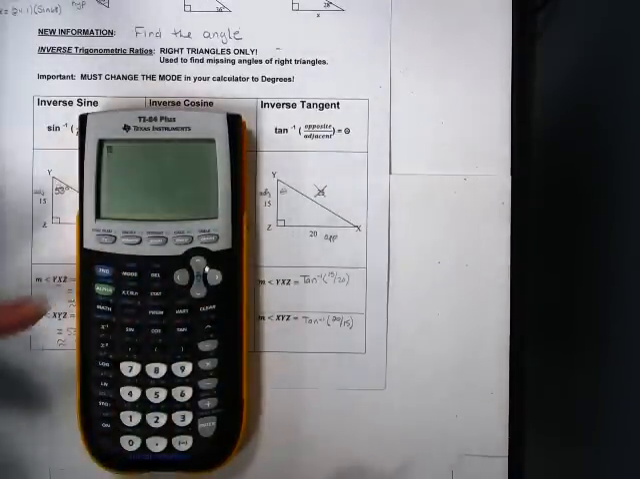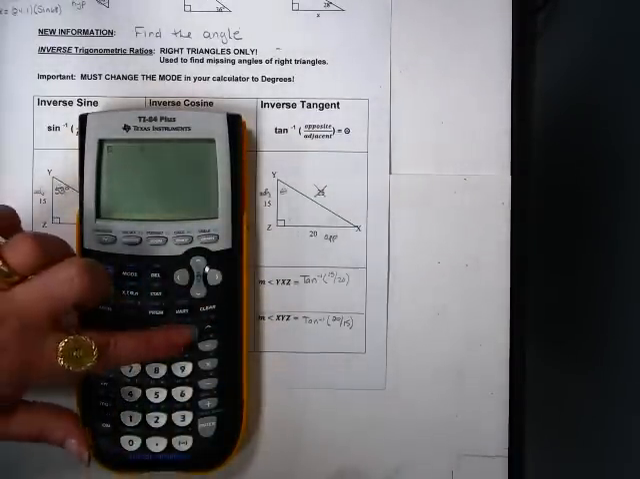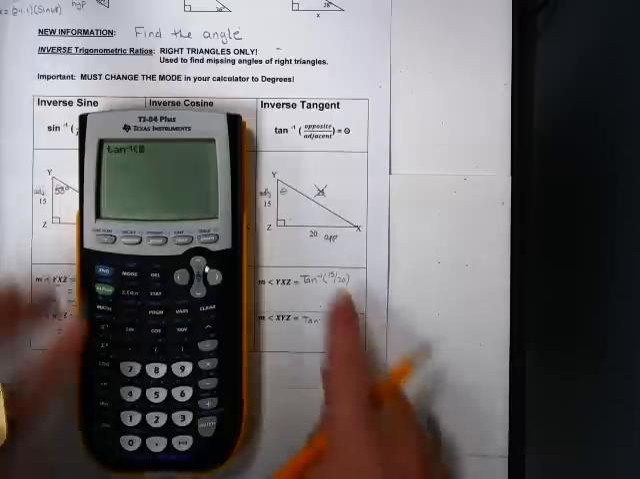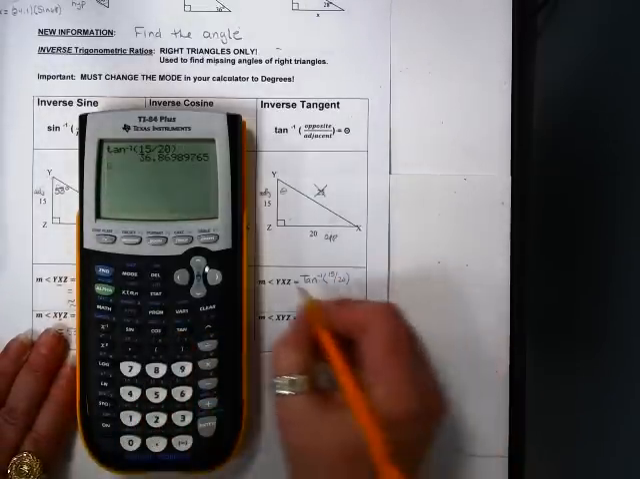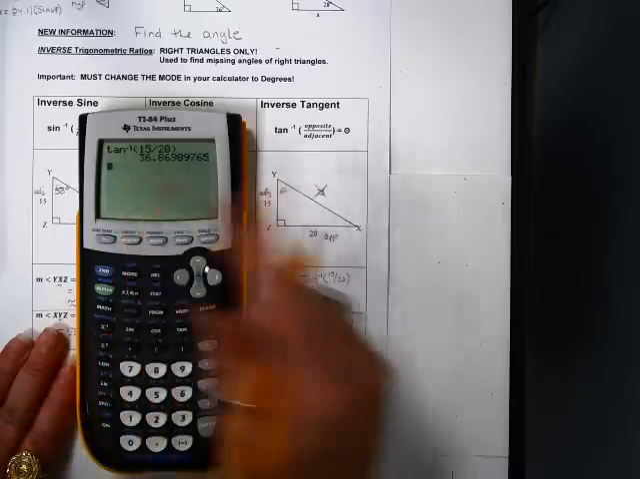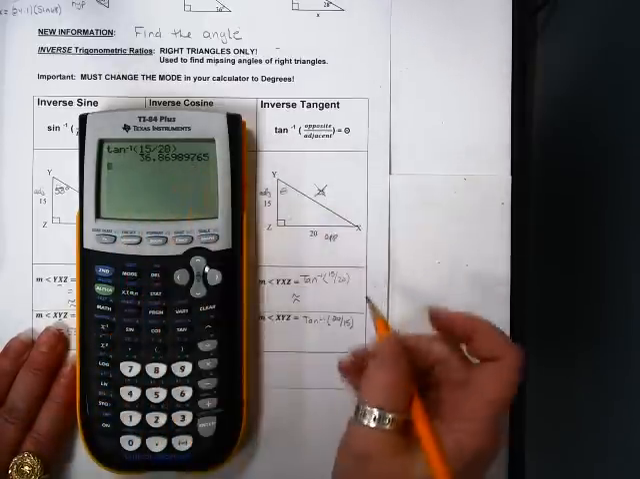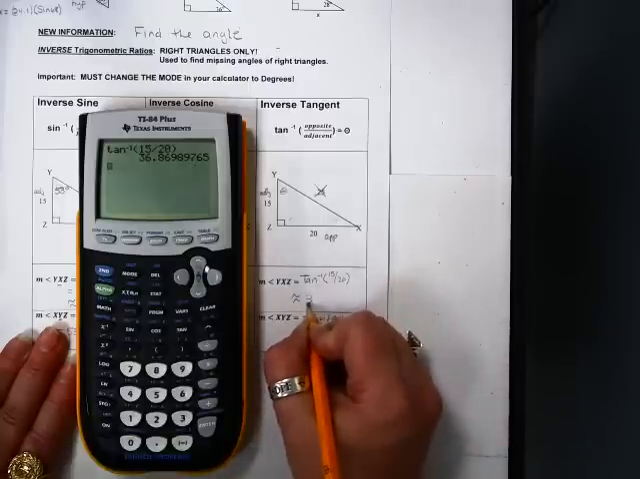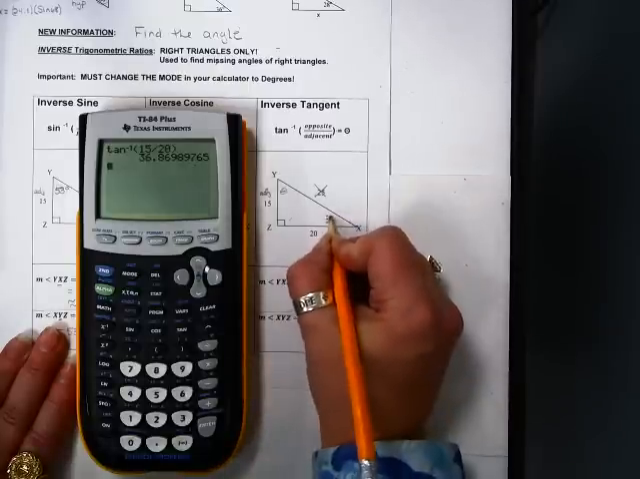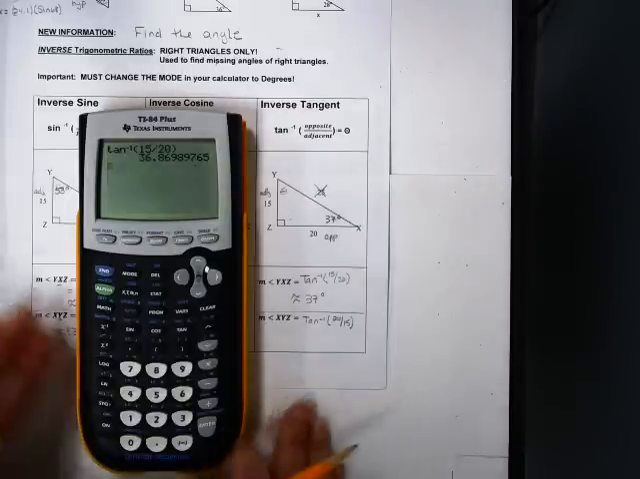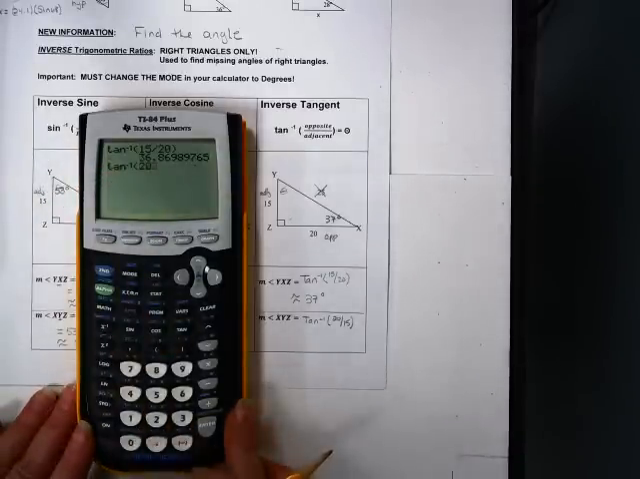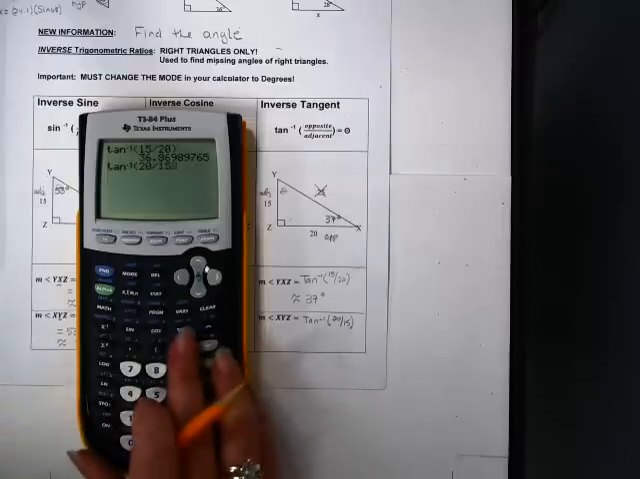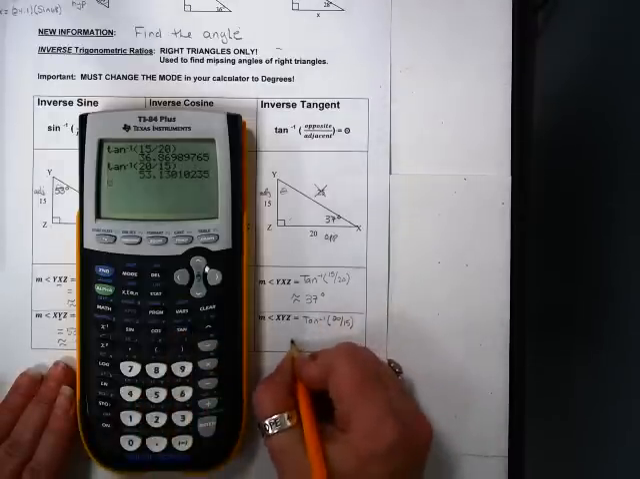Okay, so now just to double check, we're going to plug these into our calculator. Second tangent, so you get tan negative 1, 15 divided by 20, enter. You get 36.86989765, which rounds to 37 degrees. So that one's 37 degrees, like we thought it would be. Tan negative 1, it's going to be 20 divided by 15, which is 53 degrees.